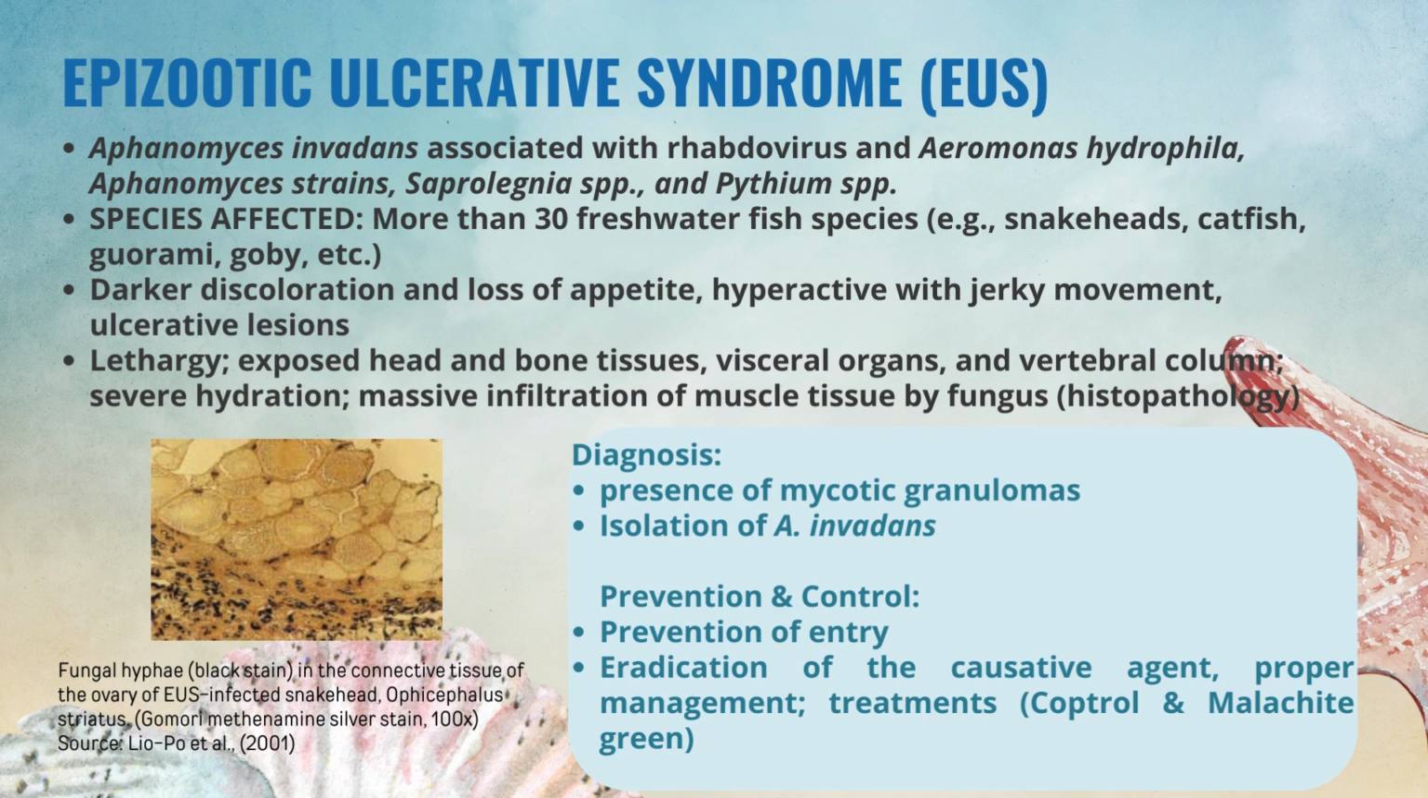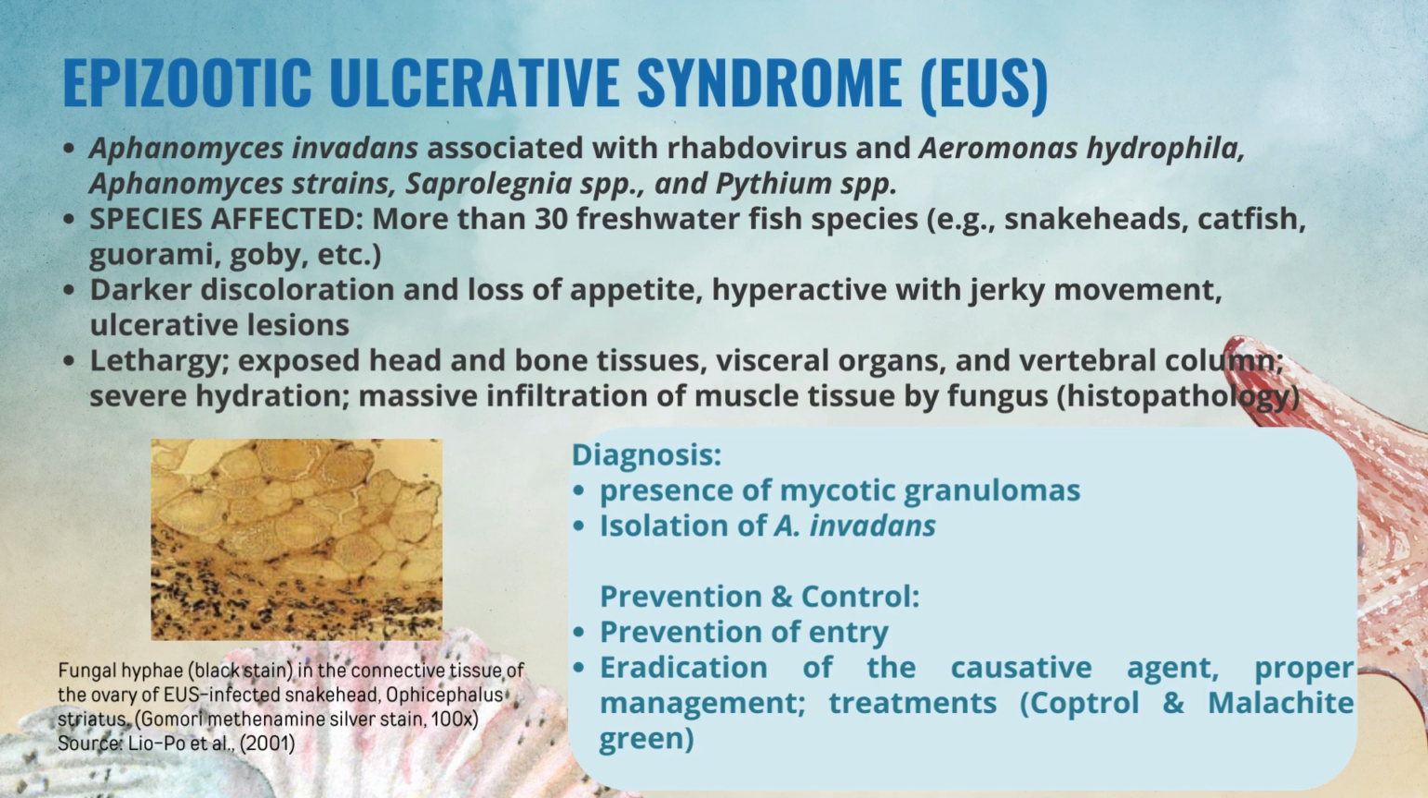Therefore, where EUS is not endemic, the most effective means of control would be to prevent entry of any infected fish into the area. For areas where EUS is presently considered endemic, prevention programs should include eradication of the causative agent by removal of all fish from ponds, reservoirs, and water channels prior to restocking, drying out and liming of ponds, and also disinfection of contaminated equipment.